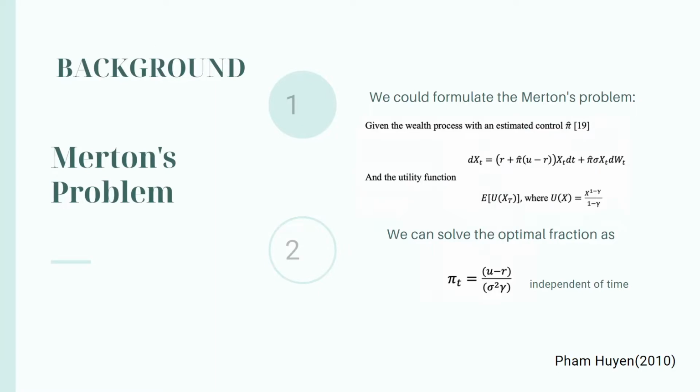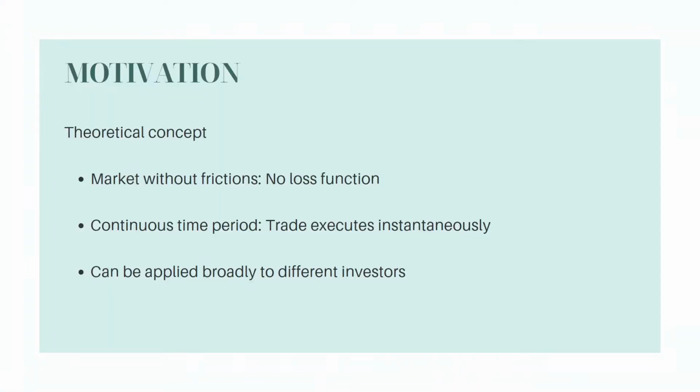Our main purpose of this project is to discuss the Merton problem. Given the wealth process with an estimated control pi and the utility function, the optimal pi can be solved explicitly, which is independent of time. These are our motivations on why we would further extend the Merton problem.